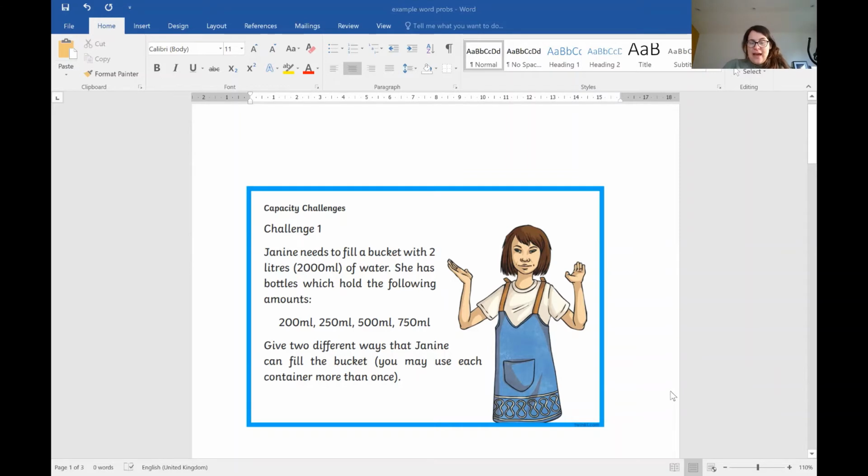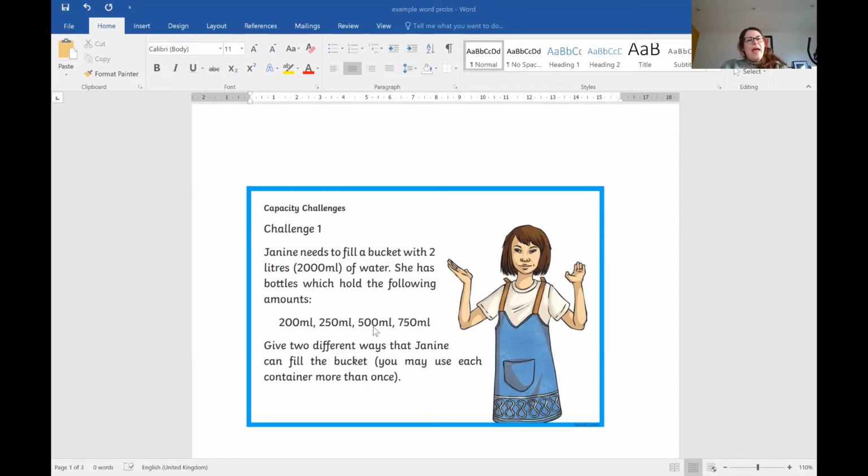So straight away, I'm thinking to myself, I know that I could fill up 4 of these 500 millilitre bottles, and that would fill my 2,000 millilitre bucket. So that's one option for lots of 500 millilitres. So you could say, again, you're using multiplication there. You could write it as repeated addition, which I'll show you in a moment. That's what's been done here.